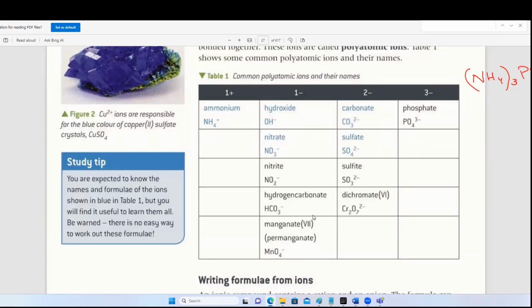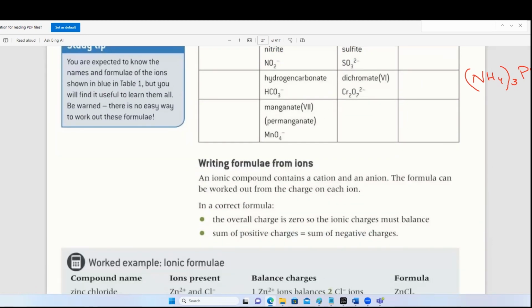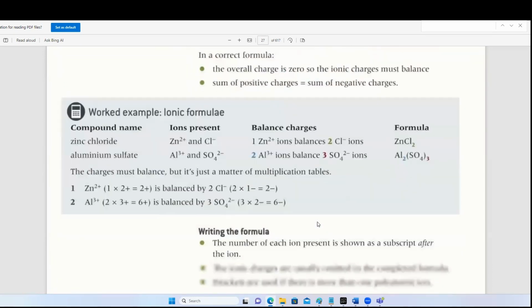But so far, the salts that we have seen are always metal salts. So they have some kind of halogen or something else from the other side of the periodic table. All right, so let's just move to the topic. In a correct formula, the overall charge is zero, so the ionic charges must balance. Sum of positive charges is equal to sum of negative. You already know that. That's why we balance the ammonium phosphate like that.